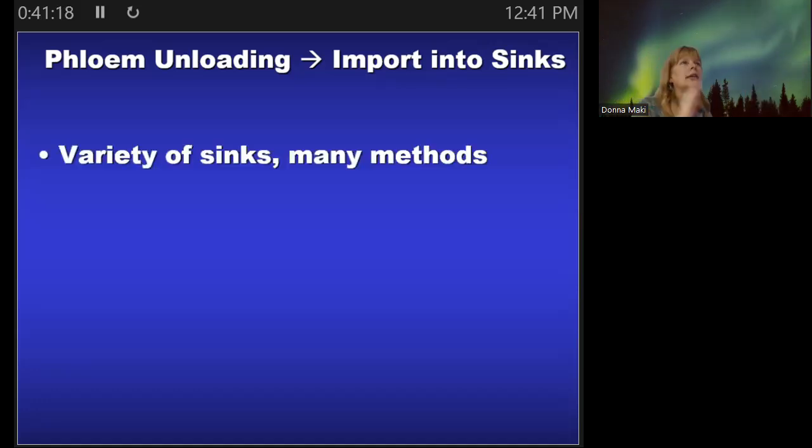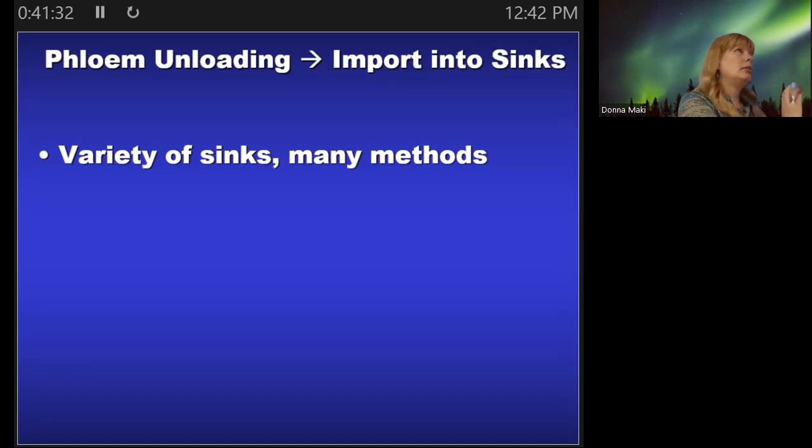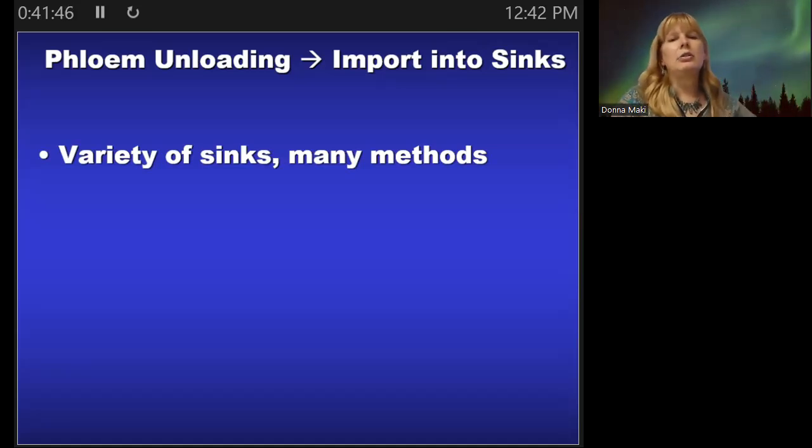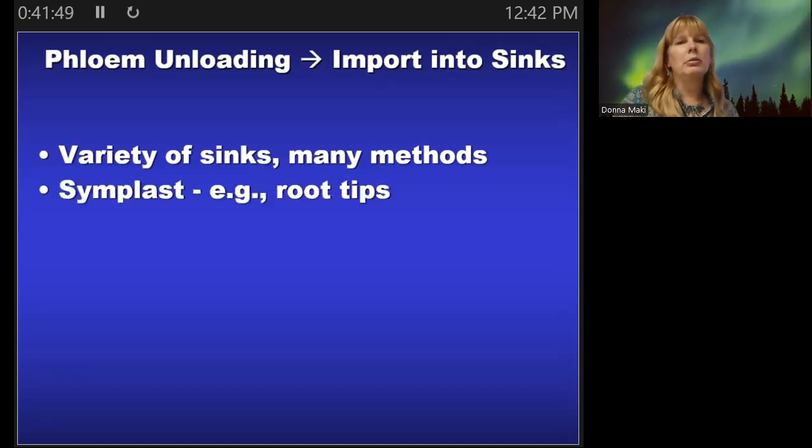Basically it comes down to what sink tissue you are thinking about. That makes a big difference, and based on that, they've discovered many different unloading methods. So you have to take the sucrose in the sieve tube element at the sink and unload it out of the sieve tube element, out of the companion cell, and get it into potato tissue, just a bunch of parenchyma cells that are really good at storing up starches. So you have to get it into the parenchyma cells of the tuber.